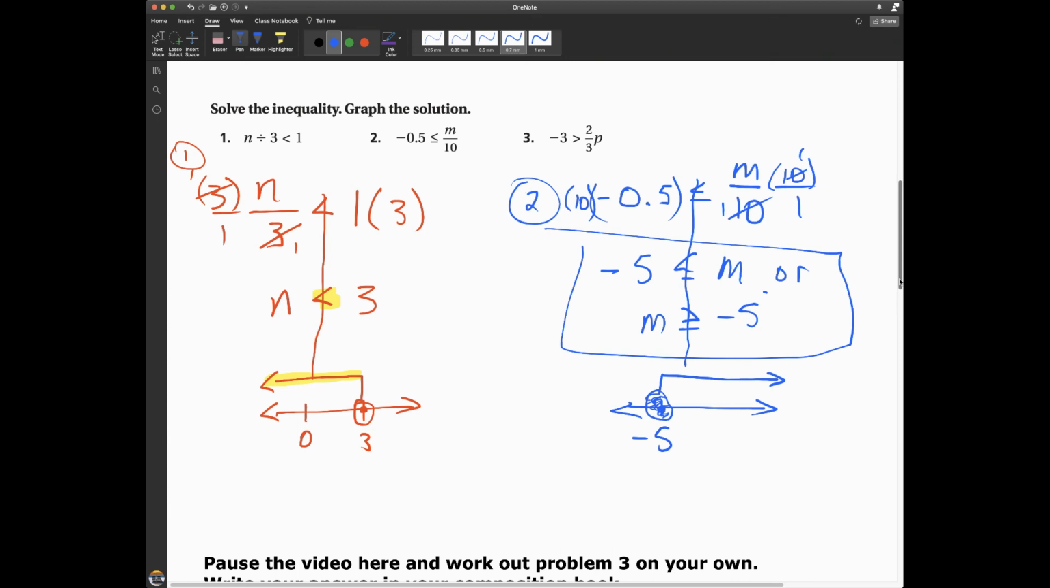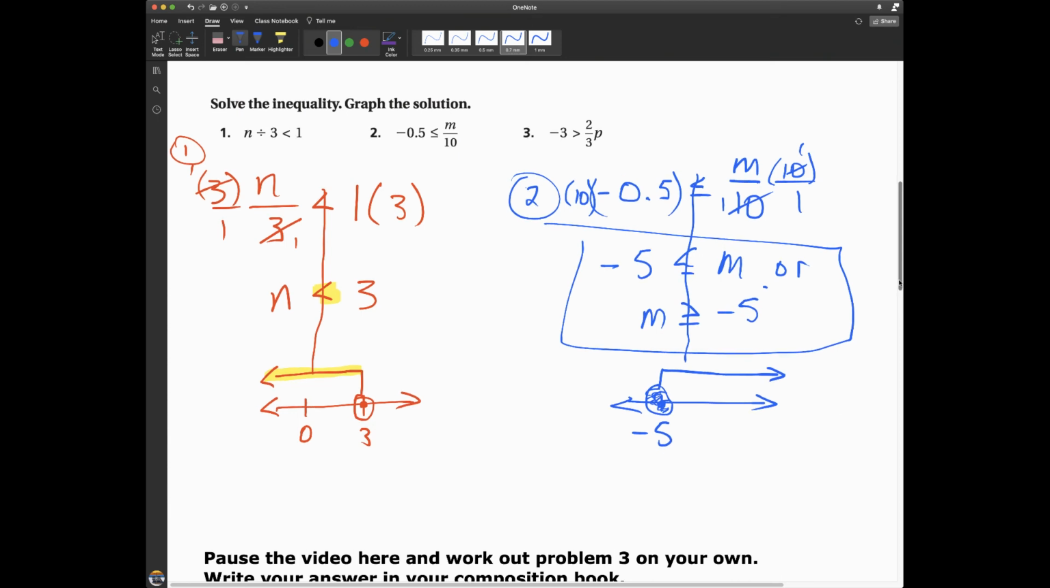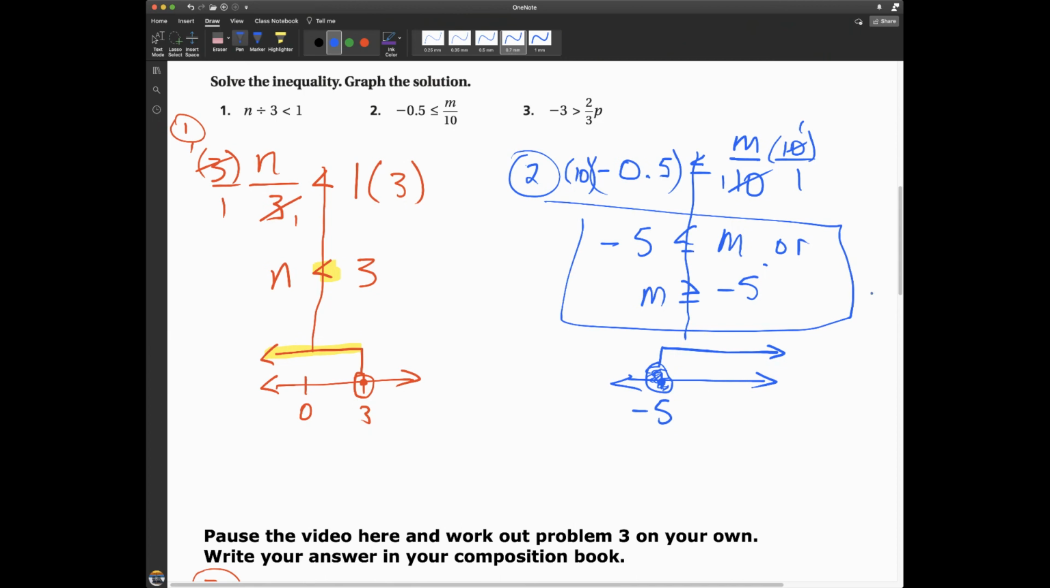All right, so we're going to pause the video here. If you are watching this on YouTube, go ahead and pause the video. And I'd like you to work out problem number 3, which is up here in your composition book. If you're watching this video in Edpuzzle, the video will pause now and you can work the problem out in your composition book.